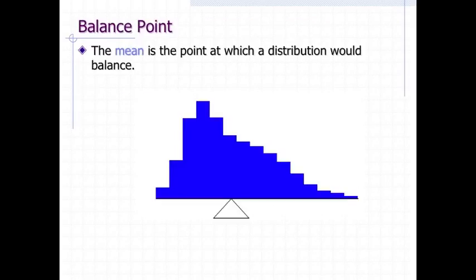The mean is the point on which a distribution would balance. In the figure, the fulcrum, the top of the triangle, is the mean of the distribution.